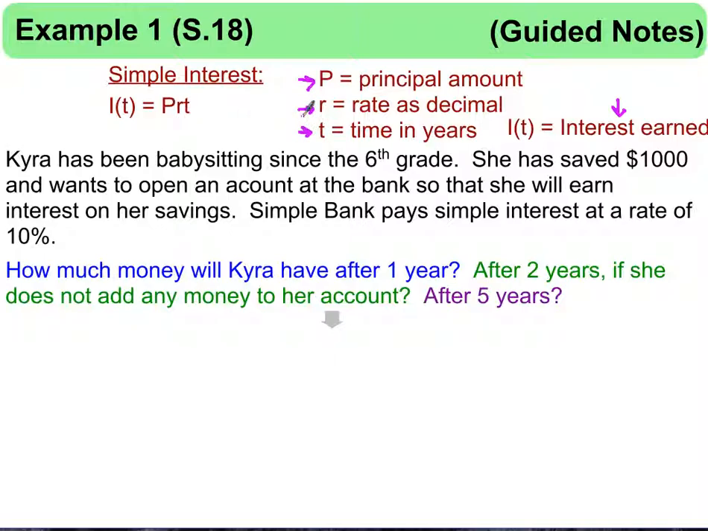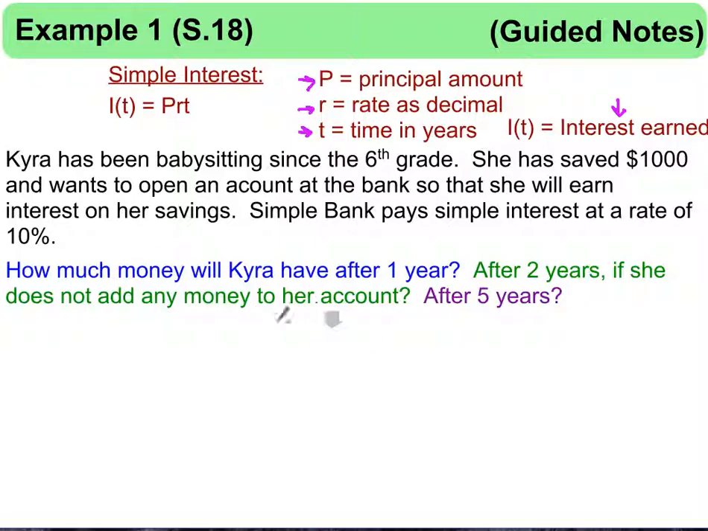So they tell us in this situation, Kyra has been babysitting since the 6th grade. She has saved $1,000 and wants to open an account at the bank so that she will earn interest on her savings. The simple bank pays simple interest at a rate of 10%. So they want to know how much money will Kyra have after 1 year? What about after 2 years if she does not add any money to her account? And what about 5 years at that point?